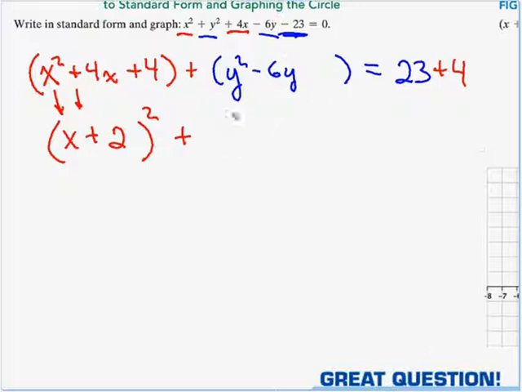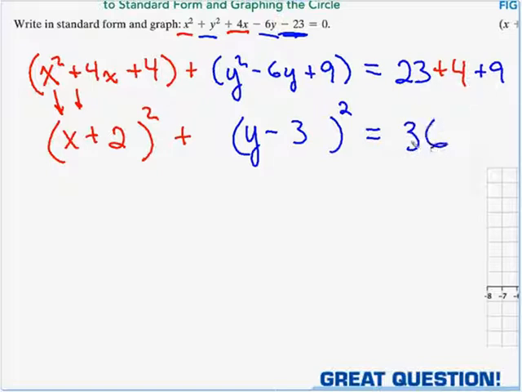All right, on to the y's. I'm going to bring down my y, bring down my minus sign. Half of 6 is 3. 3 squared back up here is plus 9. I'm also going to add 9 to the other side. And that's quantity squared. Now that is equal to, if we add this up, 27 plus 9, 36. Ooh, 36 is a perfect square. And remember, that's our radius squared.